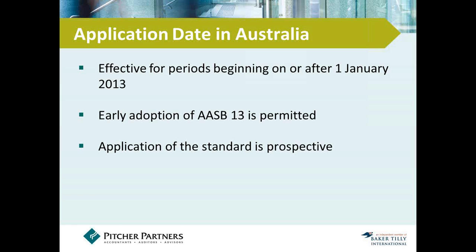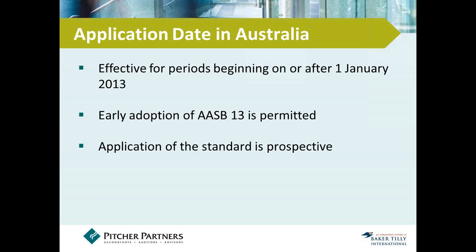So if you are a not-for-profit or any entity for that matter that has a 31 December year-end and you prepare general purpose financial statements, then AASB 13 should be applied for 31 December 2013. So if you're in the process of finalizing those financials, you have to look at AASB 13.